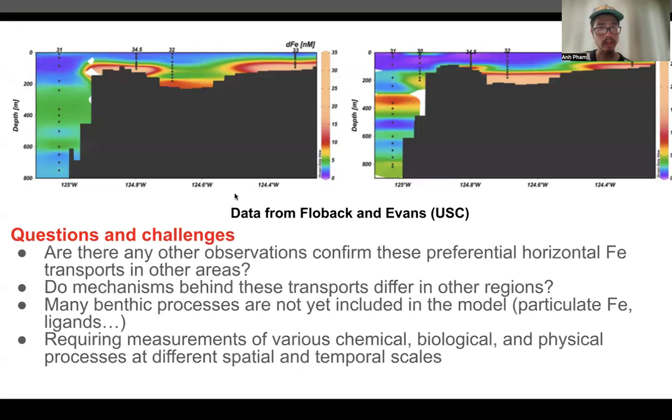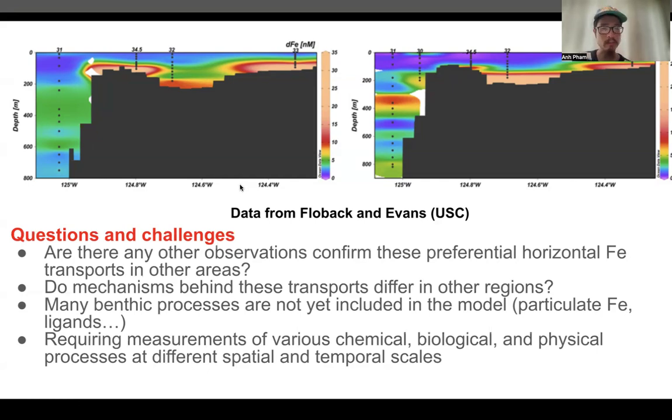But questions and challenges still remain. We wonder, are there any other observations that confirm the preferential horizontal iron transports in other areas other than the northern U.S. West Coast, as shown in the figure we see from our Pacific Ocean model? And we wonder, do mechanisms behind these transports differ in other regions?